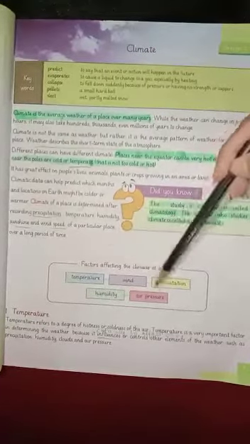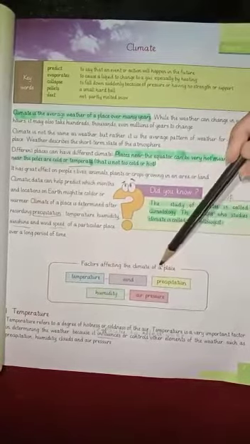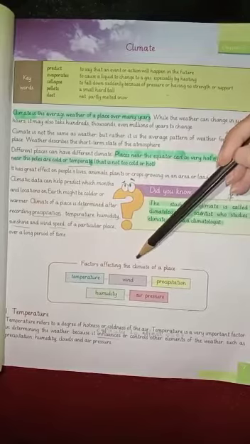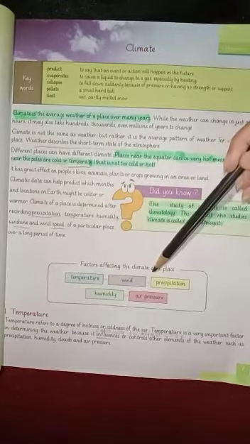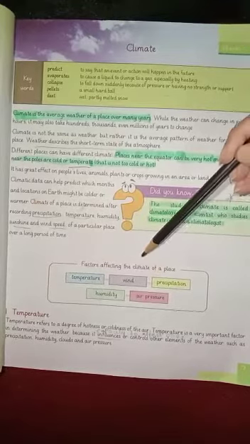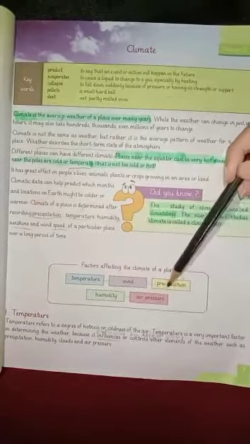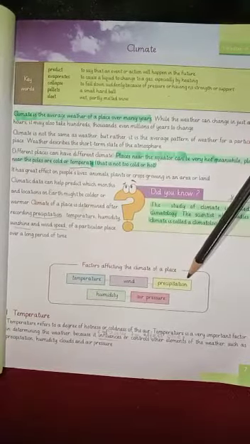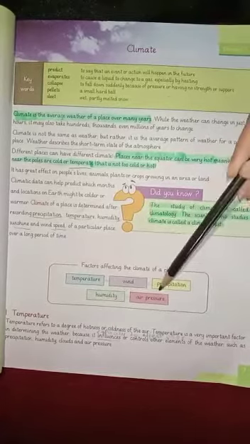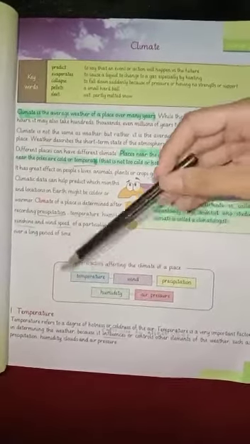Okay, these are all the factors of the climate, and every climate of any place is dependent on these factors. If the climate would change, then definitely there would be some changes in these different factors. So what are these factors? Temperature, wind, precipitation, humidity and air pressure. So let's start with the temperature.